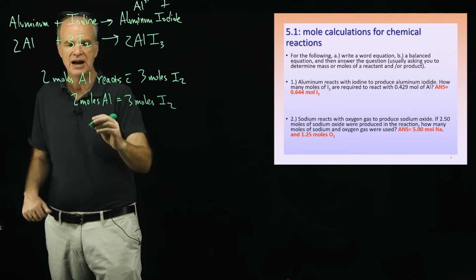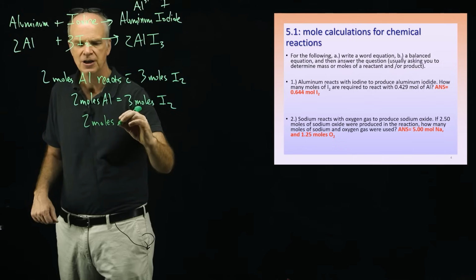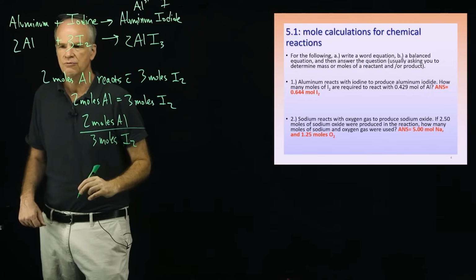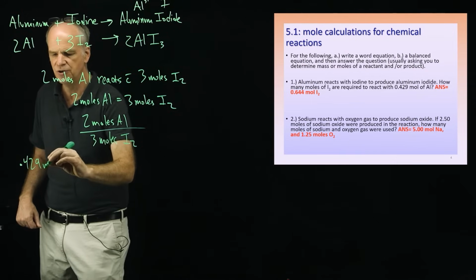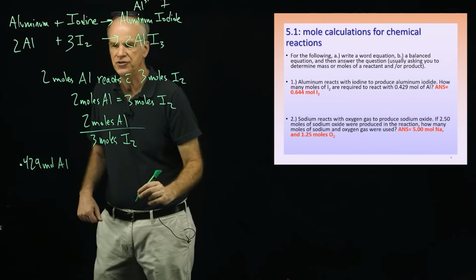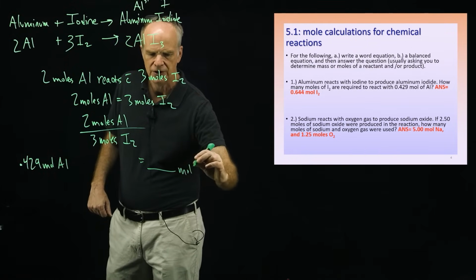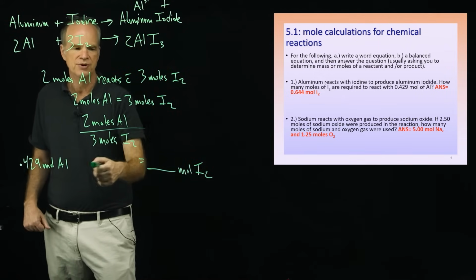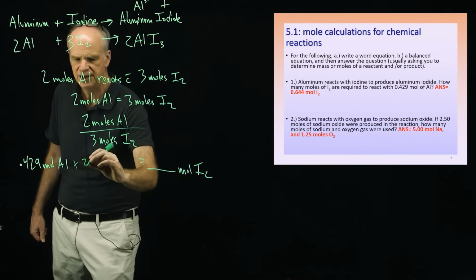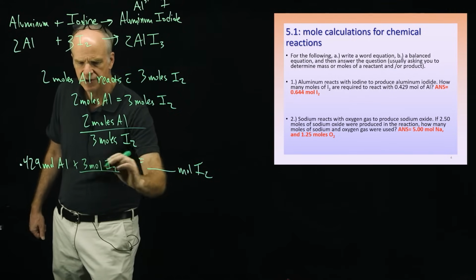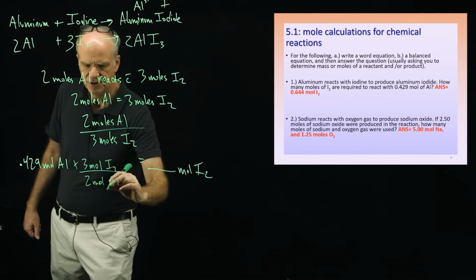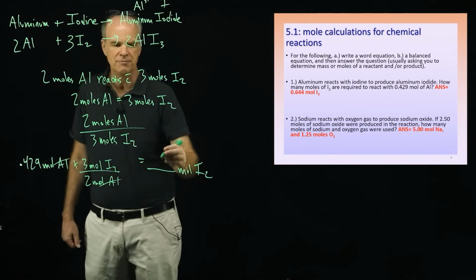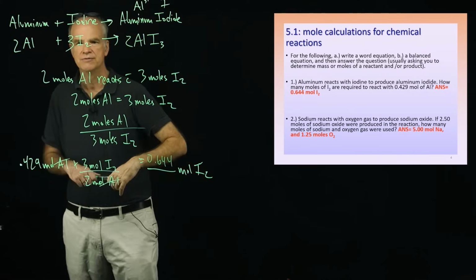And so we could write out a couple fractions. I don't know if we're going to use this to solve the problem. We can write 2 moles of aluminum over 3 moles of iodine. Okay, so now we're at, in the problem, 0.429 moles of aluminum, and we want to get this into moles of iodine. And so the question is, do we use this fraction or the reverse of it to convert moles of aluminum to moles of iodine? And it looks like we're going to need the reverse, right? So it's going to be times 3 moles of iodine over 2 moles of aluminum, and the moles of aluminum cancel, and you get an answer in moles of iodine. So the math would be 0.429 times 3 over 2, so it should end up 0.644 moles of I2.